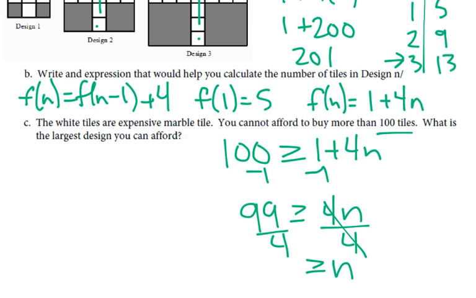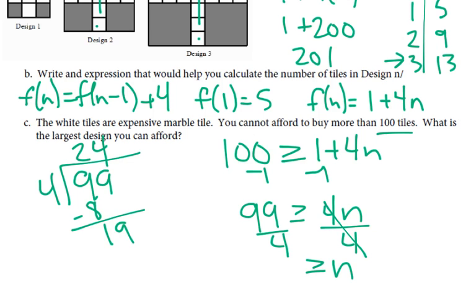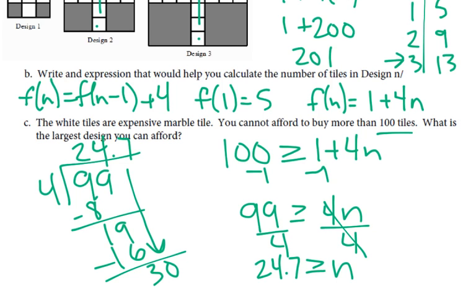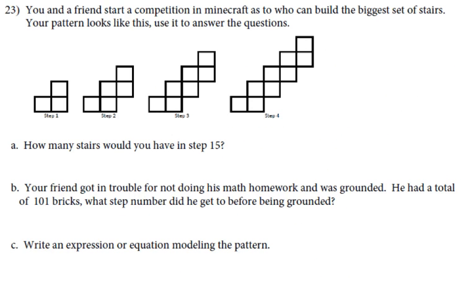So 99 divided by 4. 4 goes into 9 twice. 8, 1. 19 goes into a 4. 16. That'd be 3. Bring down a 0. That'd be 7. So about 24.7. So the most I could buy would be 24 tiles. Because you can't buy a partial tile. Well, you could, but that makes no sense. Okay. Pause it, take a few minutes, try another one.